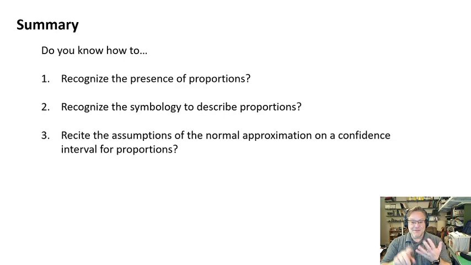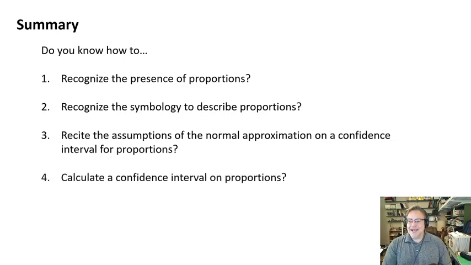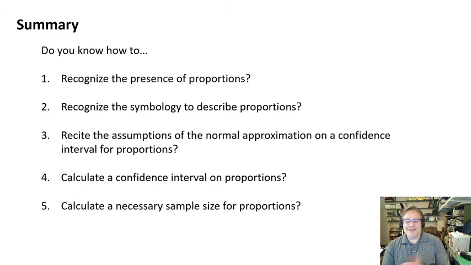It's a binomial experiment, and we have random samples that we're taking. And can we calculate a confidence interval on some of these proportions? And also calculate a necessary sample size for the proportions? That was the last couple of problems that we just did.